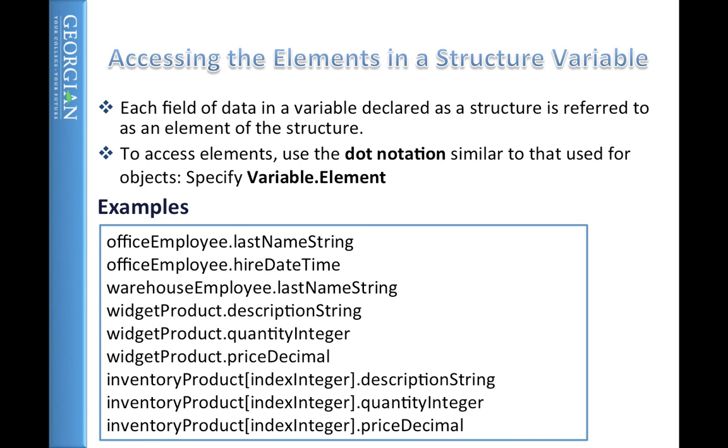Okay, here's some more examples. So office employee dot last name. Office employee dot hire date time, right? Warehouse employee dot last name. If you notice, warehouse employee and office employee are using the same structure, right? They both have the last name string, but they're different variables. Okay? There's widget product description, widget product quantity and price, inventory product, and if you notice with an index integer, you're going to access it's an array of inventory products or products, if you will, with each of them having a description string or a quantity integer or price.